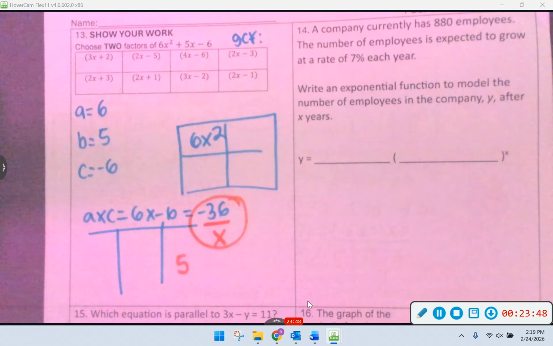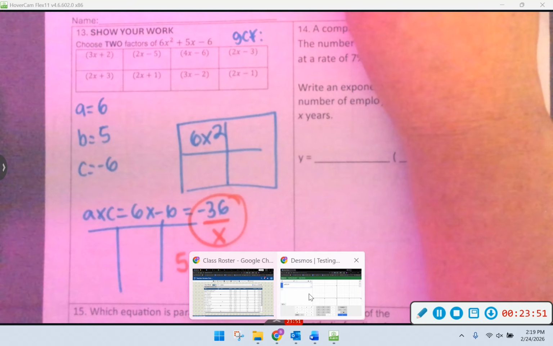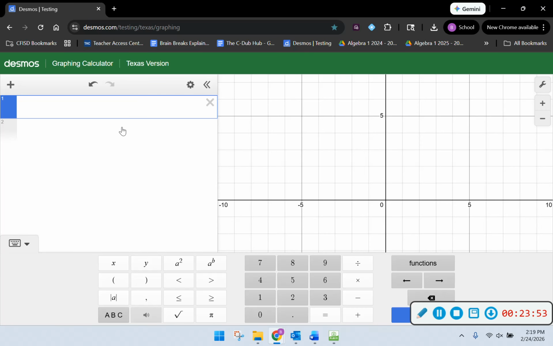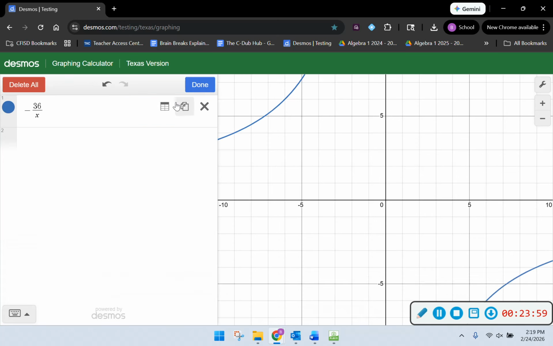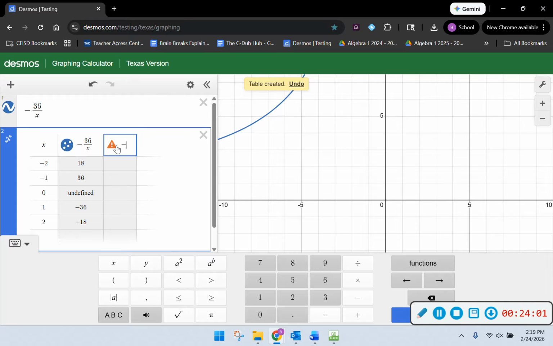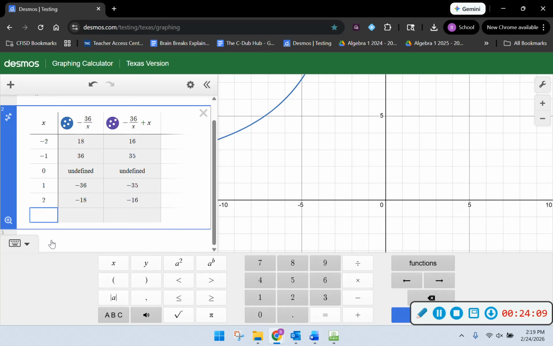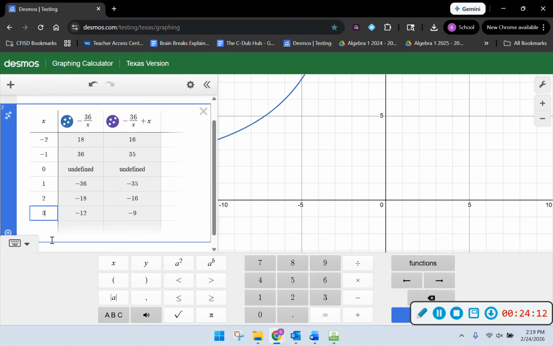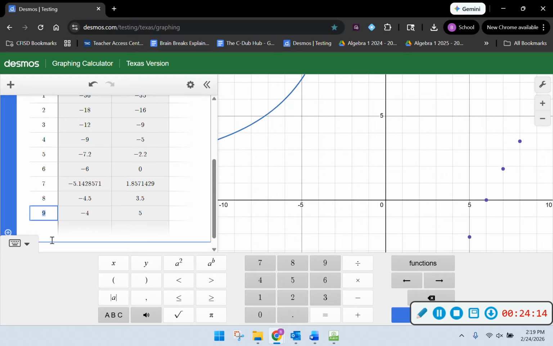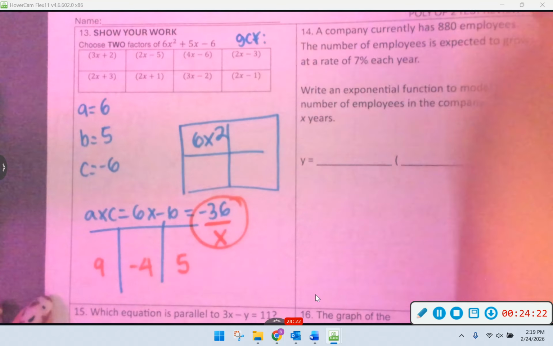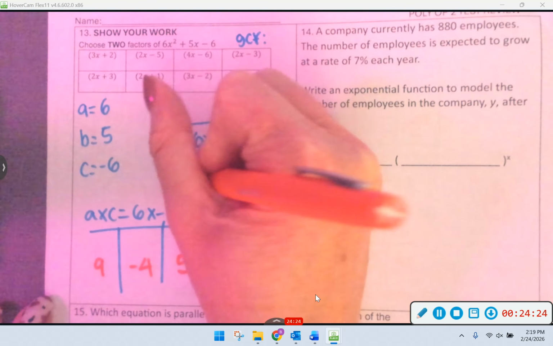All right, so I'm going to go to Desmos. I'm going to type in negative 36 divided by x. Settings, table. Negative 36 divided by x plus x. And we are looking for 5. So 3, 4, 5. We're going to write down 9 and negative 4. So 9x and negative 4x.